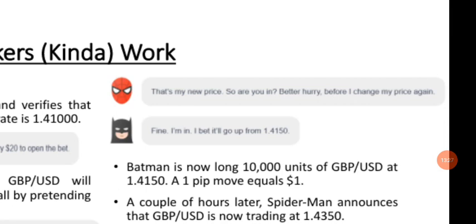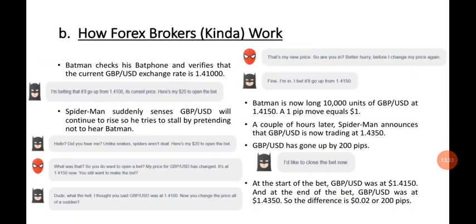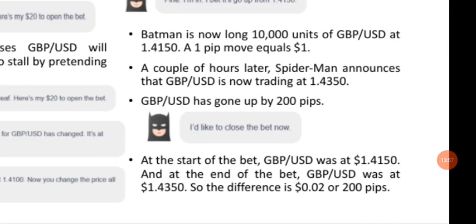To which Batman says, "Fine, I'm in. I'll bet it will go up from 1.4150." So Batman is now long 1,000 units of Great British Pound US dollar at 1.4150. A 1 pip move equals $1. A couple of hours later, Spider-Man announces that Great British Pound US dollar is now trading at 1.4350. Great British Pound US dollar has gone up by 200 pips.